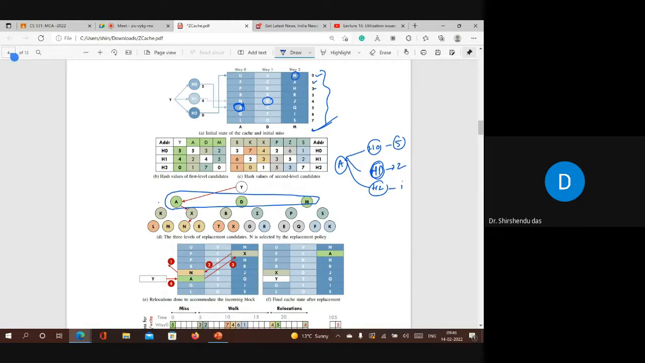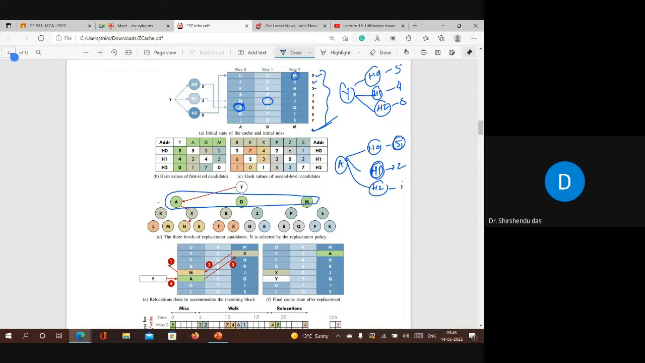The outcome will be different. For y, what was the outcome? For y, the outcome for h0 was 5. That's why it is conflicting with A. For h1, the outcome was 4, and for h2 the outcome was 0. It is showing here: this is actually 5, then here it is 4, and it is 0. And for A, it is coming with 5, 2, and 1.